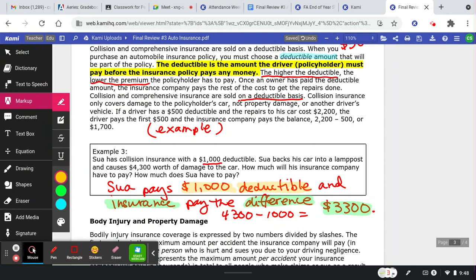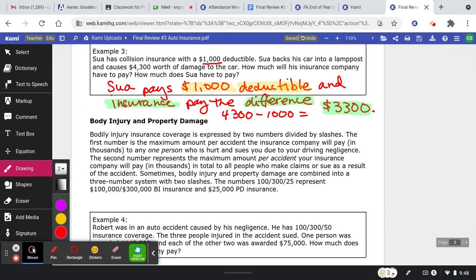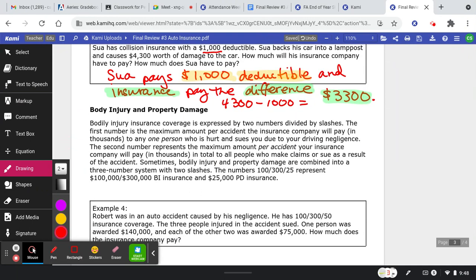Any questions on deductibles? How much you would have to pay? You should find out from your parents, what is your deductible? So you know how much you're responsible for if there's an accident. We're getting to the last example here, the last section.